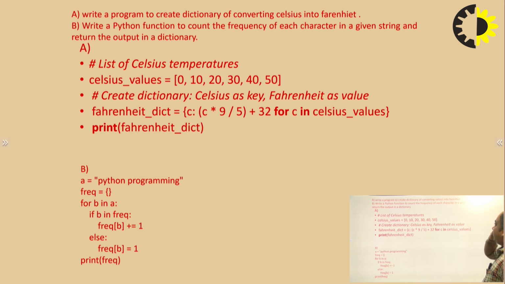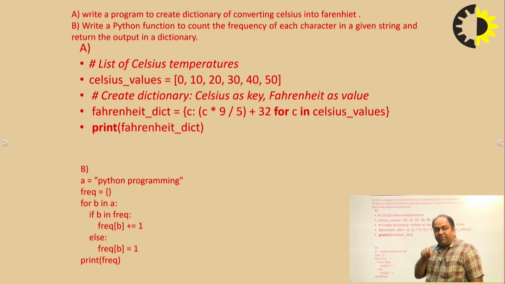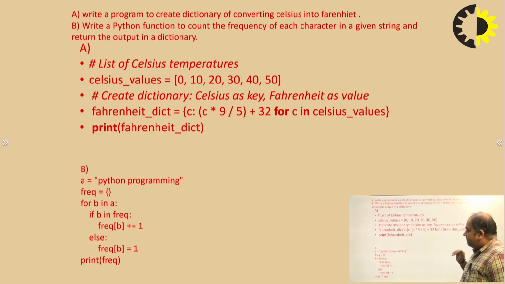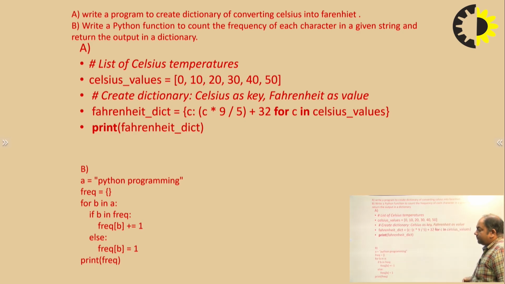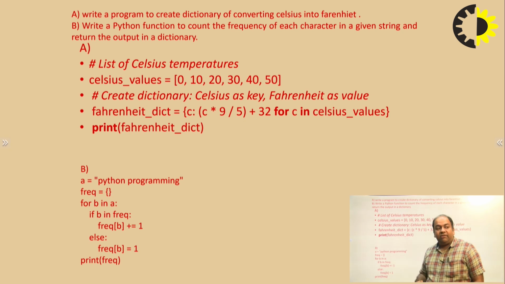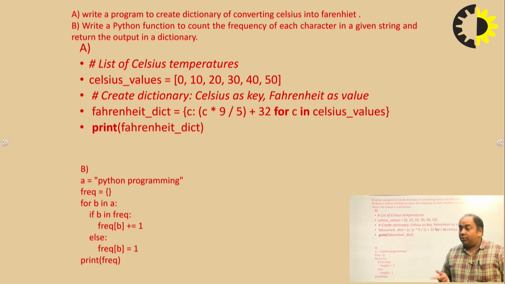Then we find the frequency of each character in a given string. For finding the frequency in a given string, in the form of a dictionary, we created one empty dictionary, and in that empty dictionary we insert the variables. So we find the characters in Python programming. For finding the frequency, we insert each character into the frequency dictionary, which represents the empty dictionary. We increment its frequency and we print the frequency.